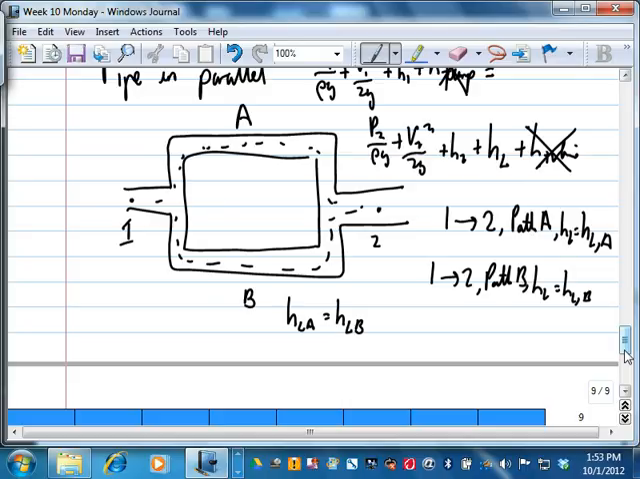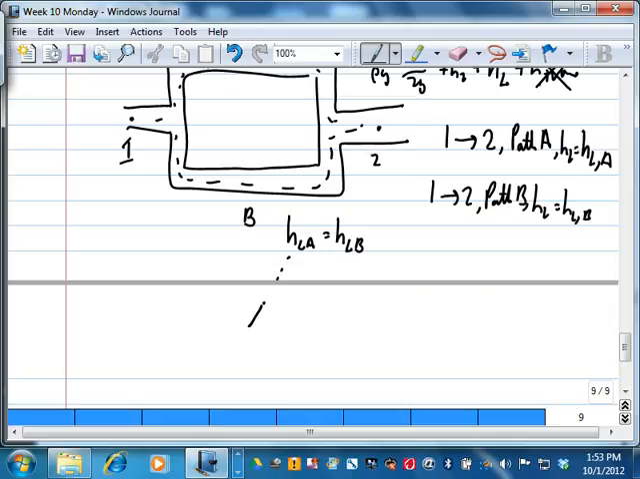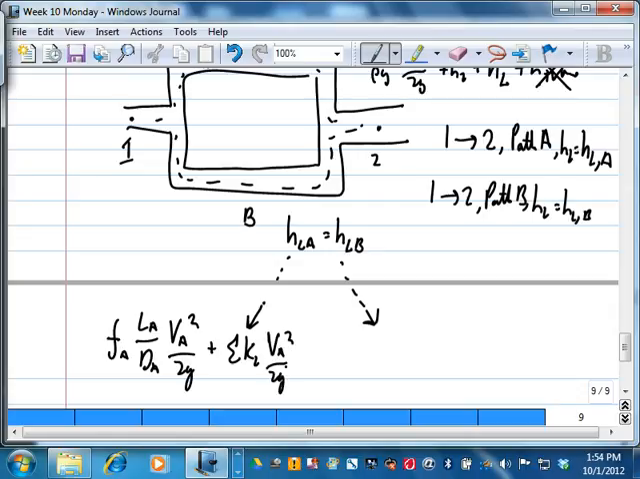Okay? So what it says here is that the head loss is the same. In other words, H_LA equals, let's say this is a simple pipe, not so complicated at first, f_A L_A over D_A times V_A squared over 2g. Is that correct? Plus the sum of K_L times V_A squared over 2g.